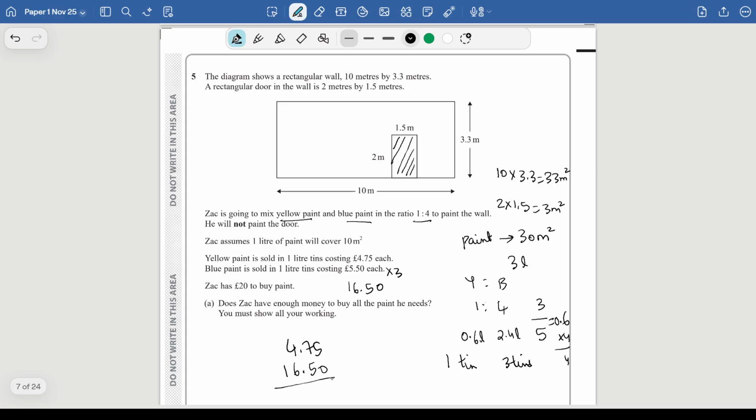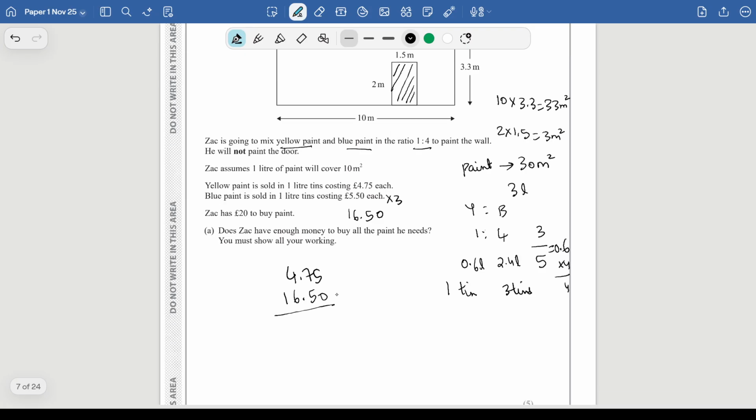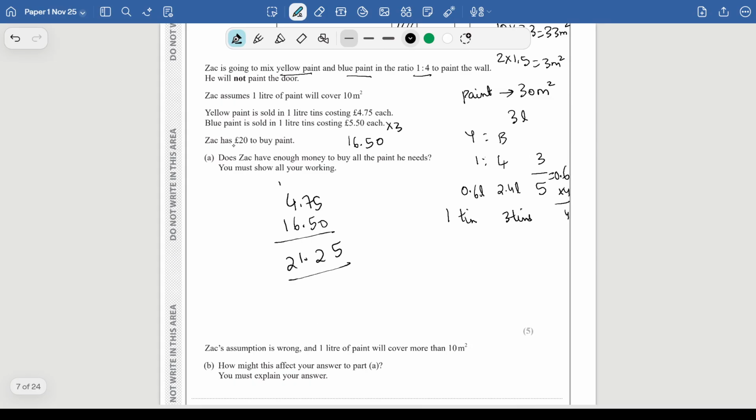So the total cost he will need for both the colors will be 4.75 plus 16.5, which is 21.25. But he has only 20 pounds. So we just have to tell if he has got enough money. So we will say no, he needs 21.25 pounds to paint the wall.